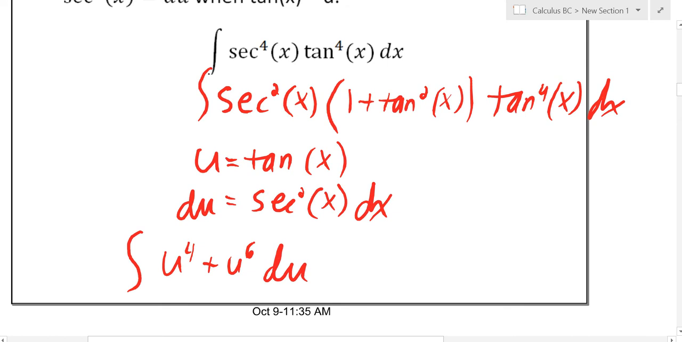Are we okay with that? I just distributed the tangent to the 4th into here. And then secant squared is the du. Now, if we had an odd number of secants, that would not work. Okay? Good talk.